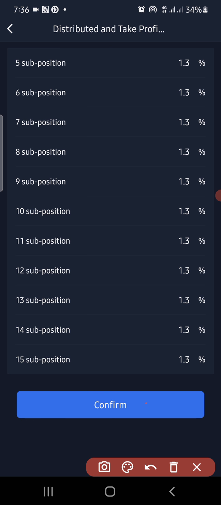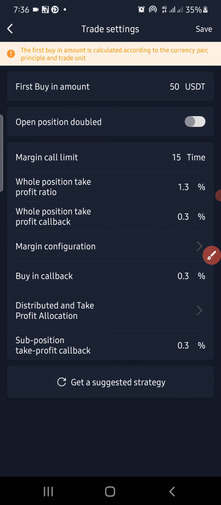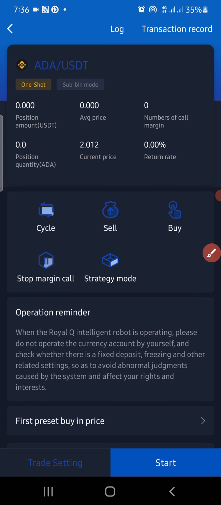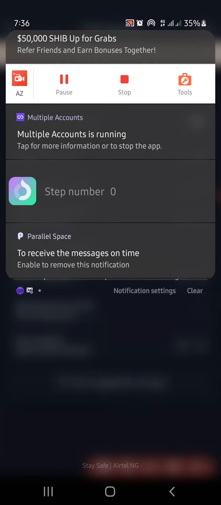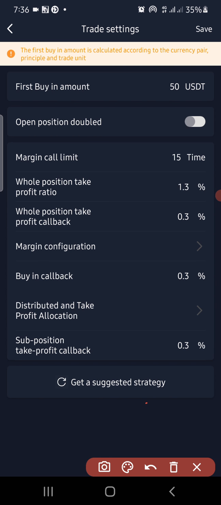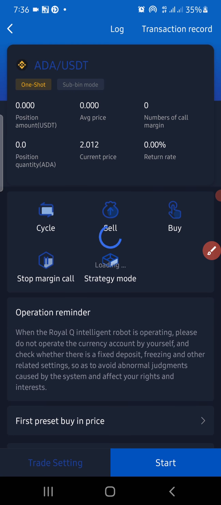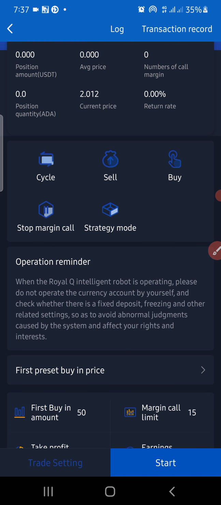Then you click on confirm here. After confirming, come and click save. Then after clicking save, it will save. Then you can trigger your bot and start trading immediately.